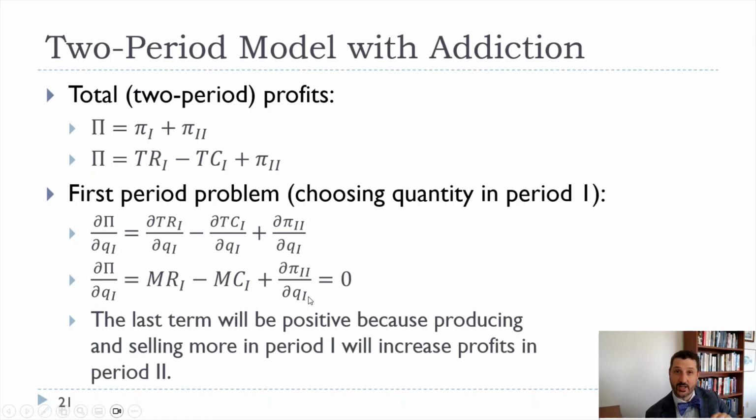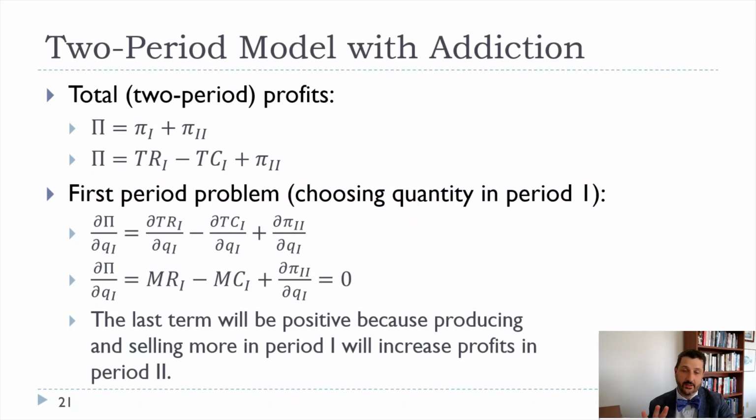And that's going to be positive because the more we sell in Q1, the more people are going to want to buy in Q2 when they're addicted to our product. And so because of that, we're going to want to sell more in Q1. And the way we sell more in Q1 is with a lower price, right? And so this helps explain the pricing behavior of firms in that pre-addiction phase.